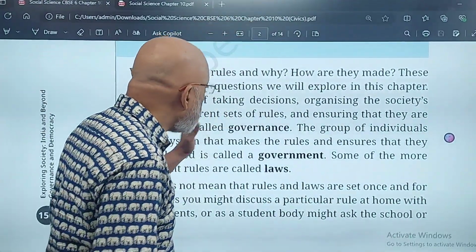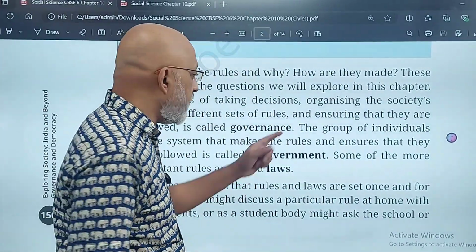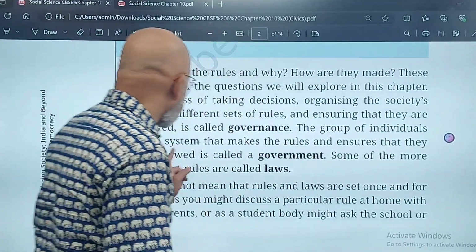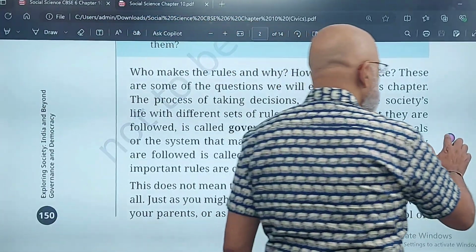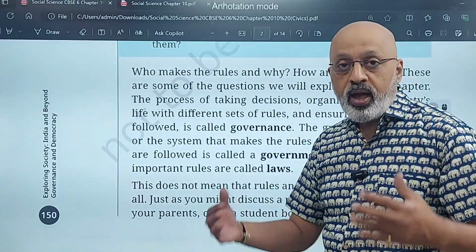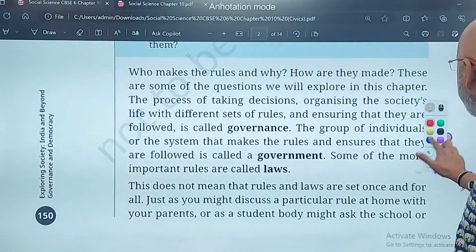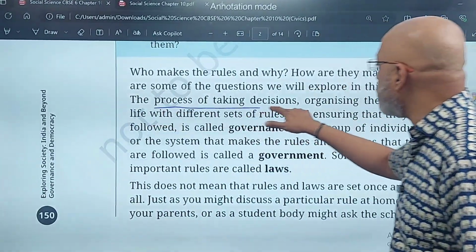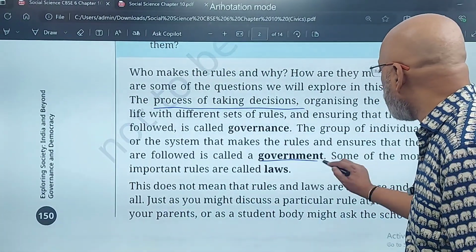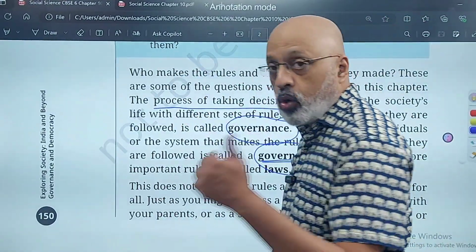He follows the process of taking decisions. And how does he do that? By being part of the government. The group of individuals or the system that makes the rules and ensures that they are followed is called a government. So Narendra Modi as the Prime Minister is part of the government, and what he does is called governance. That is the process of taking decisions. What he is doing is the process of taking decisions, and what he is part of is the government. You should remember these two definitions well.